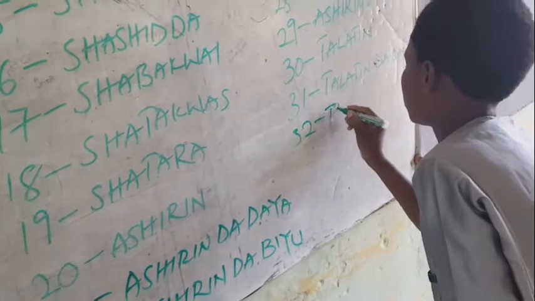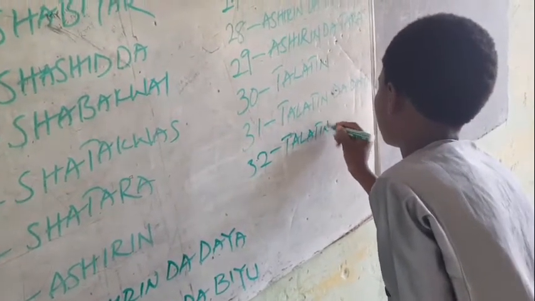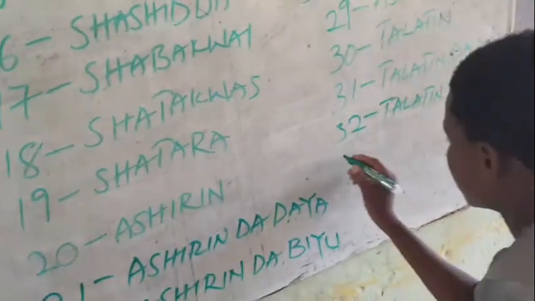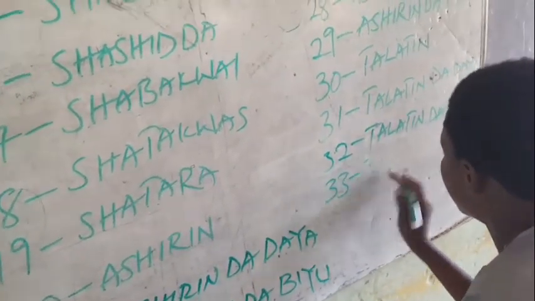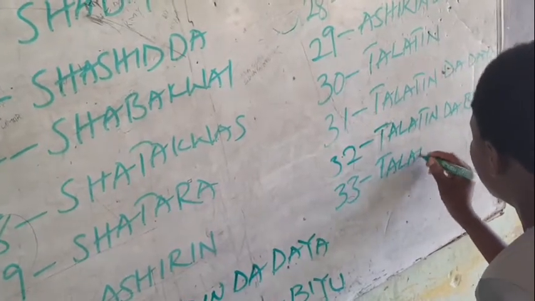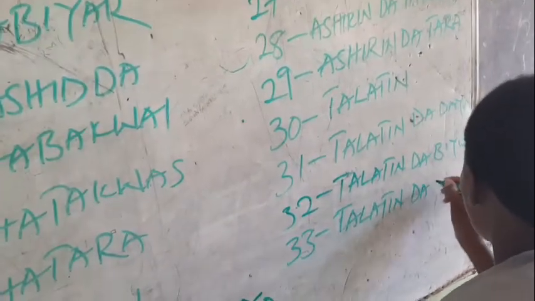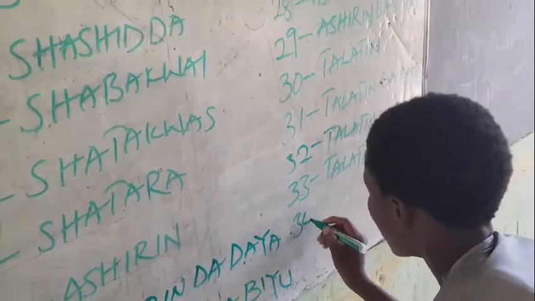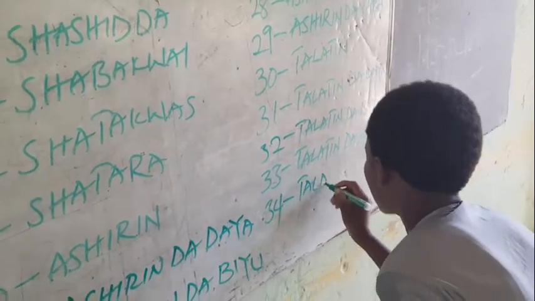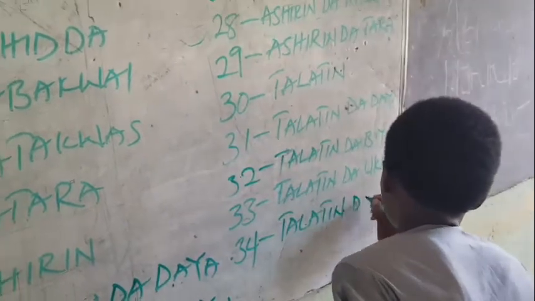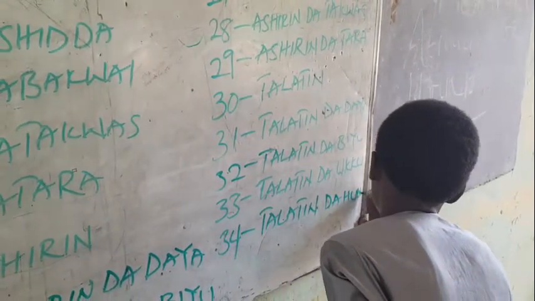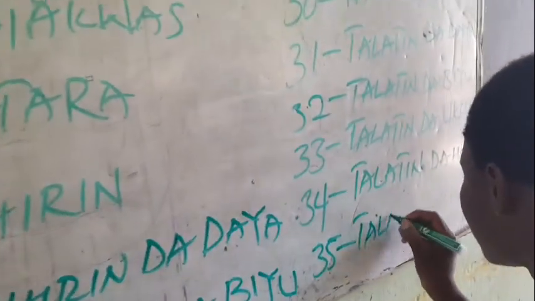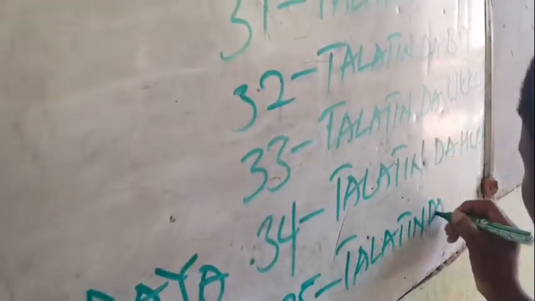32, Talatin da biyu. 33, Talatin da uku. 34, Talatin da hudu. 35, Talatin da shida.